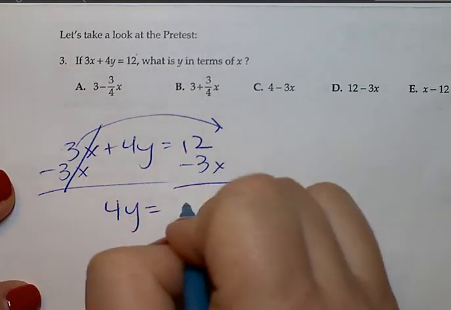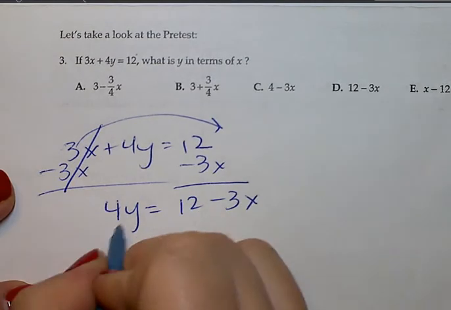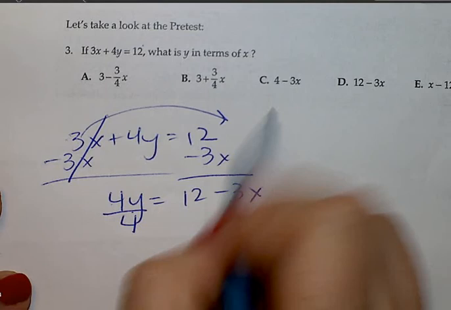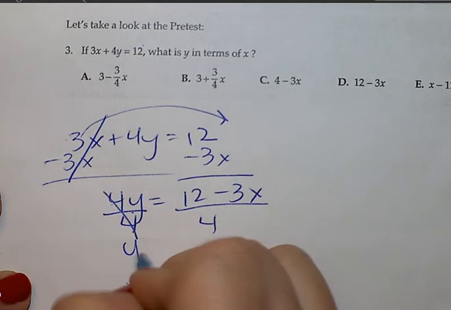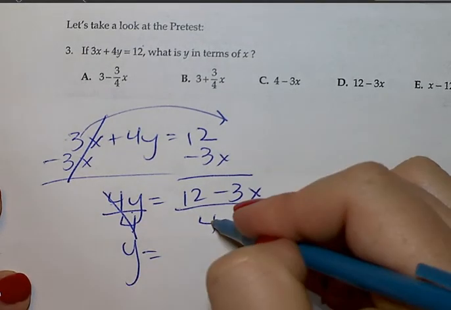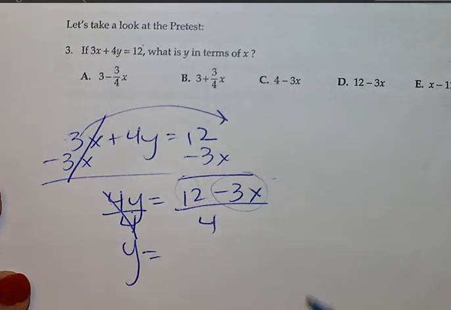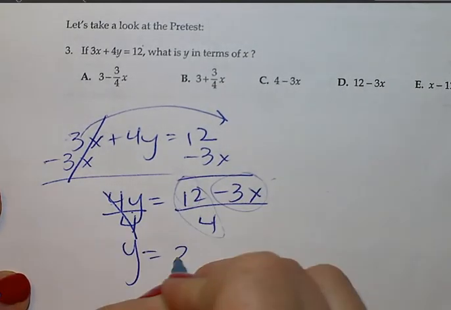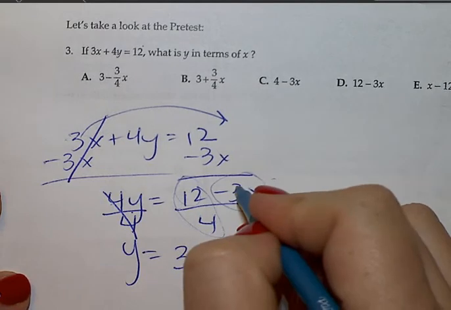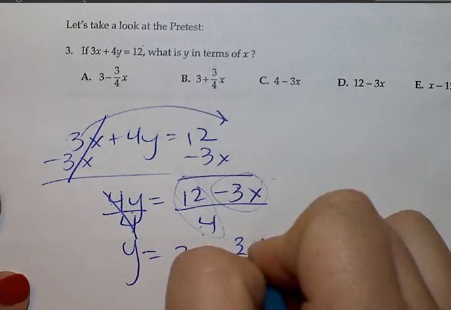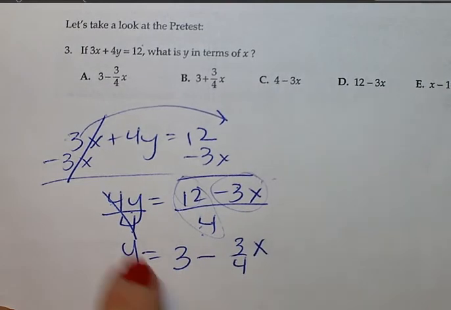And now I need to isolate the y by dividing by 4. Opposite of multiplying is division. Now this 4 needs to be applied to everything above it, so applied to the first term and the second term. So 12 divided by 4 is 3, and 3 divided by 12 does not reduce, so 3 over 4 with an x. Let's look up above. We have 3 subtract 3/4 x, option A.